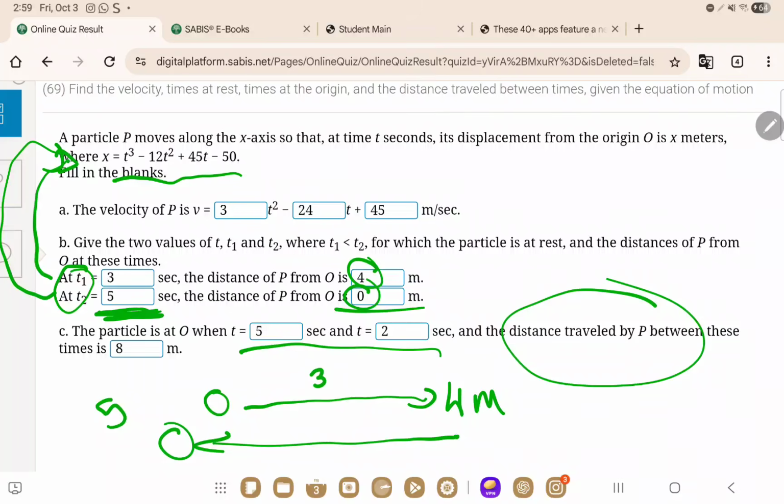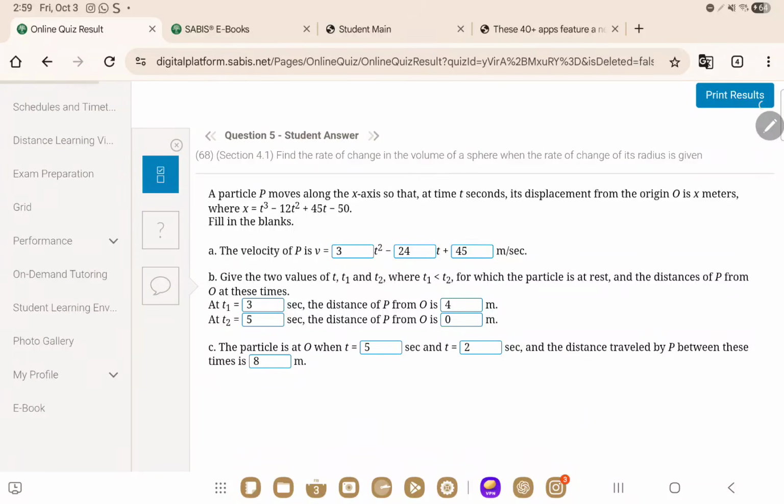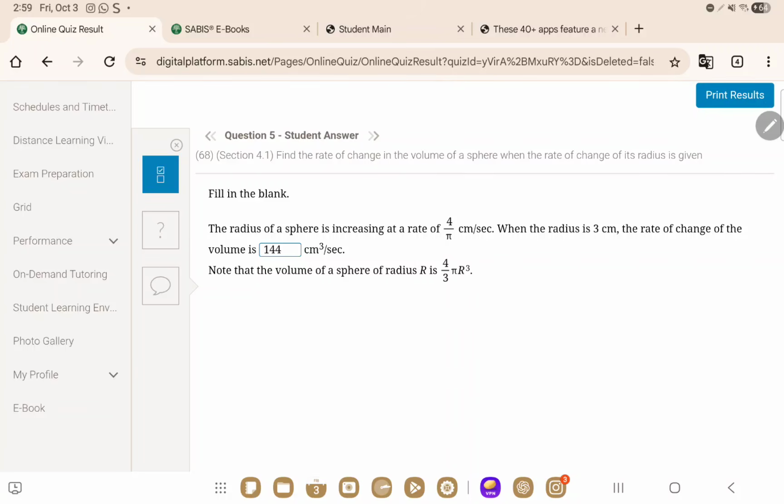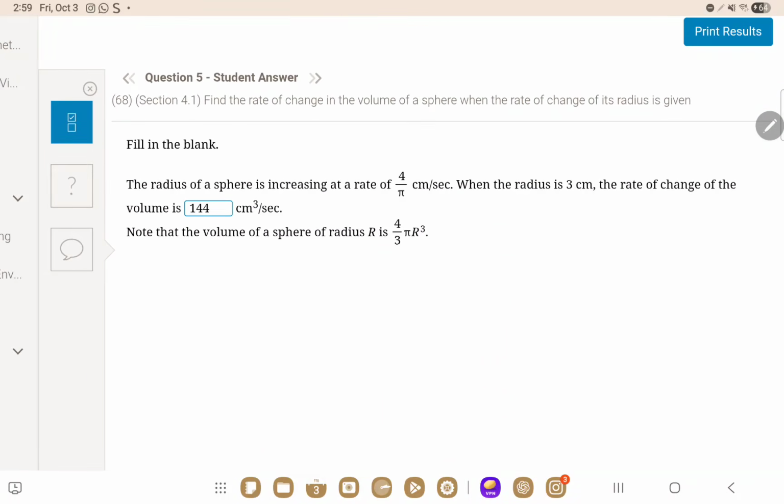So what do we know? The distance traveled is 4 meters and back from 4 meters. So it is 2 times 4, so it's 8. That's the distance traveled. Moving on. Now, here is the start. These questions are going to show up a lot in the MS, I'm sure of it.